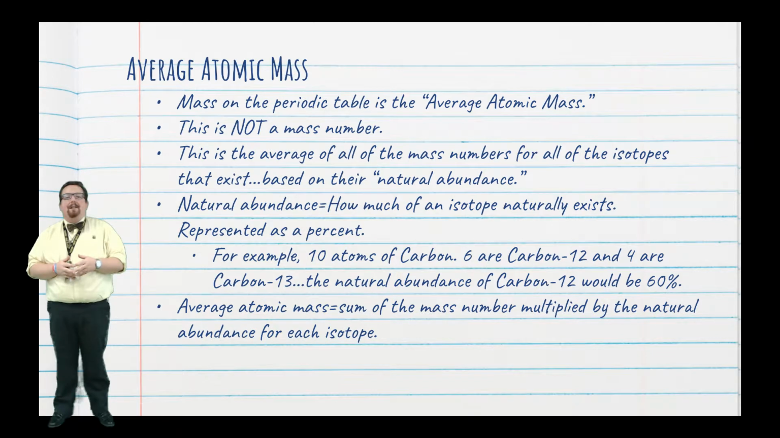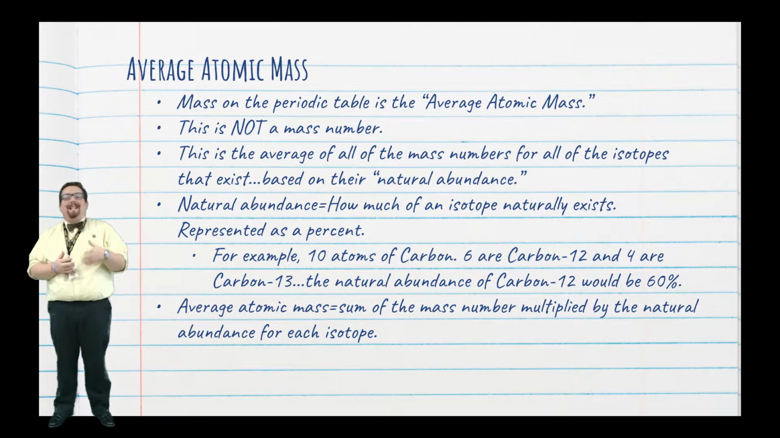Our last bit for today is learning how to calculate the average atomic mass of an element. The average atomic mass is what's reported on the periodic table. It isn't a mass number because it usually comes in the form of a decimal. This is the average of all of the mass numbers of all of the isotopes that naturally exist for that element, based on those isotopes' natural abundance numbers. The natural abundance is represented as a percent and tells us how many of all of the naturally occurring atoms of that element are this isotope.